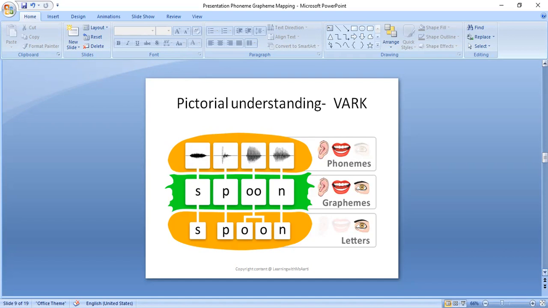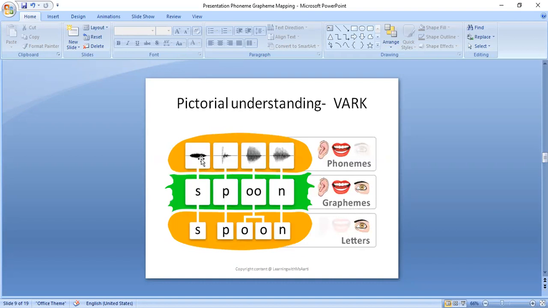I cannot see the sound of a letter, but I can only hear the sound of a letter. I can only speak the sound of a letter. It means it is phoneme. But when I can hear, I can speak, and I can see also, as you can see in this whole spelling of spoon, I can see S, I can see P, I can see O, and I can see N. So this is the visual representation, and the visual representation is called grapheme.